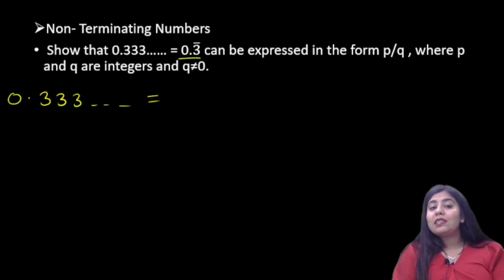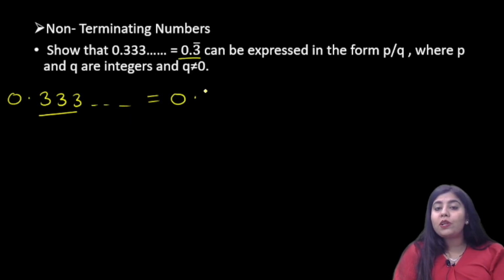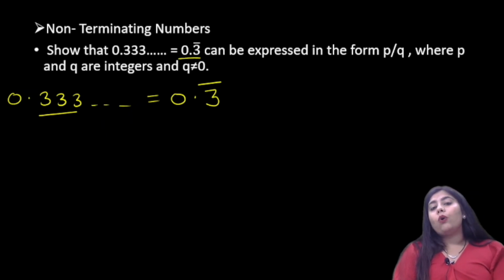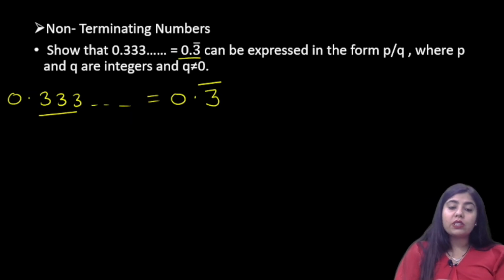Every time we are getting 3, which is the same every time, and it is continued up to infinity. So we are writing 0.3 and we are putting a bar on 3. Now we have to convert this non-terminating repeating number into the form of p by q. How can we convert it?